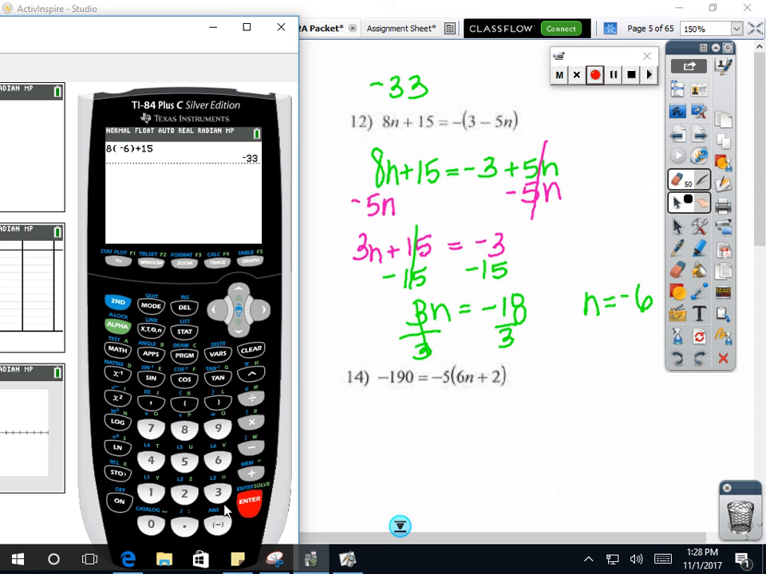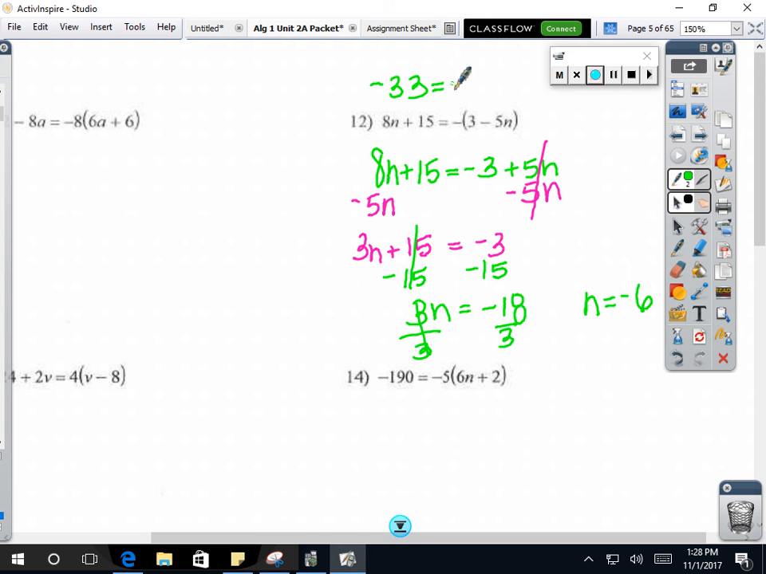You type in exactly what you see, so negative, then parenthesis, then 3, parenthesis, 5, but now I have an n. So in the place of n, I put a -6, but I put parentheses around it. And then also that parenthesis that was already there, and I get -33. Is that a true statement? Is -33 equal to -33? Yes, which confirms that I am right.